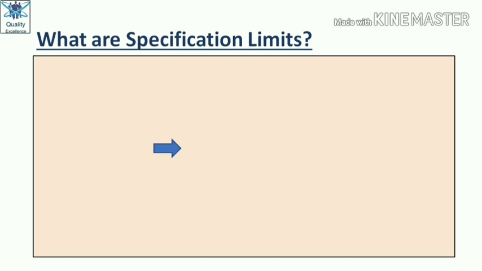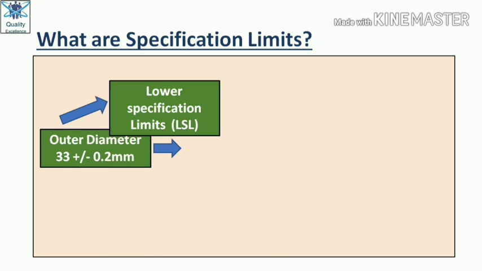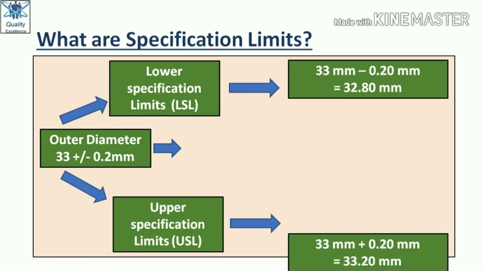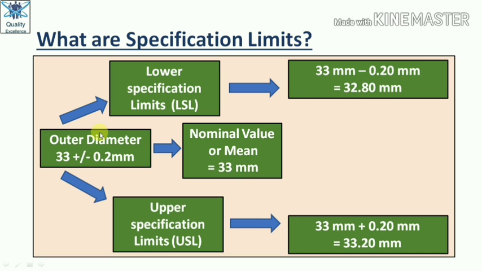Now let us know what are specification limits. In the example which we have taken, the outer diameter requirement is 33 mm plus or minus 0.2 mm. So in this case, the lower specification limit will be 33 mm minus 0.2 mm, which is 32.8 mm, and in a similar manner the upper specification limit will be 33 mm plus 0.2 mm, which is 33.2 mm. This 33 will be considered as the nominal value or mean or target value.